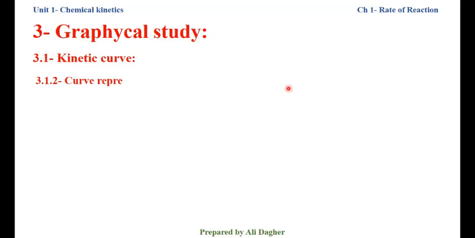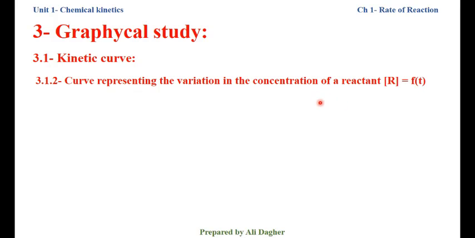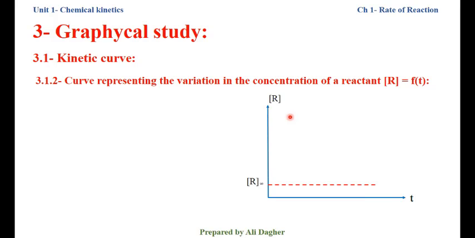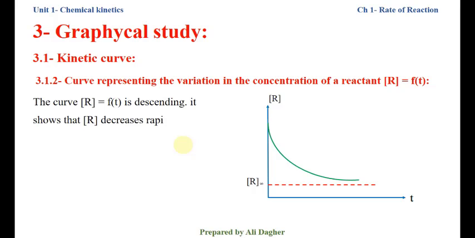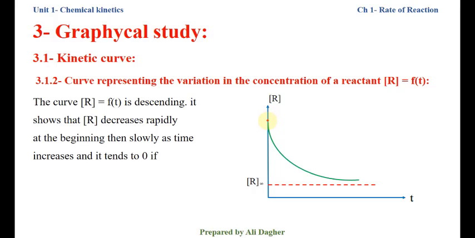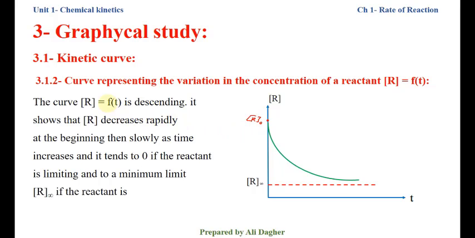Now, curve representing the variation in the concentration of a reactant with time. The curve is descending, has a minimum limit, which is the concentration of reactant at infinity. It starts from the initial concentration of reactant at t equals 0. The curve of concentration of reactant is descending.